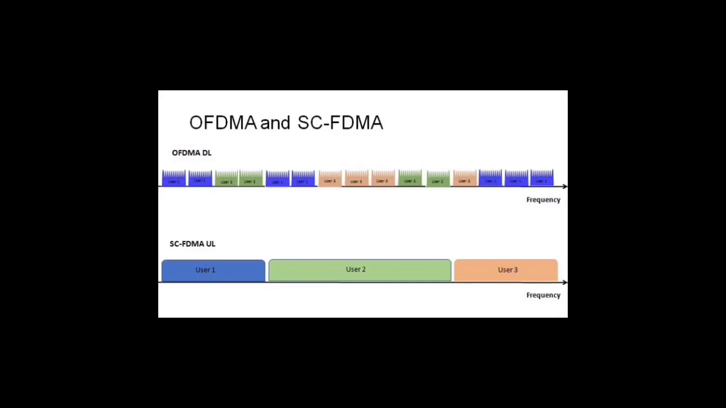So, OFDMA in downlink. Multiple users receive information at the same time, but on different parts of the radio channel. Each user is allocated subcarriers in groups of 12, known as a physical resource block. In this example, we can see 3 users. User 1 in blue is allocated 7 resource blocks, each resource block consisting of 12 subcarriers, as we said. User 2 is allocated 4 resource blocks. User 3 is allocated 4 resource blocks on the available bandwidth.